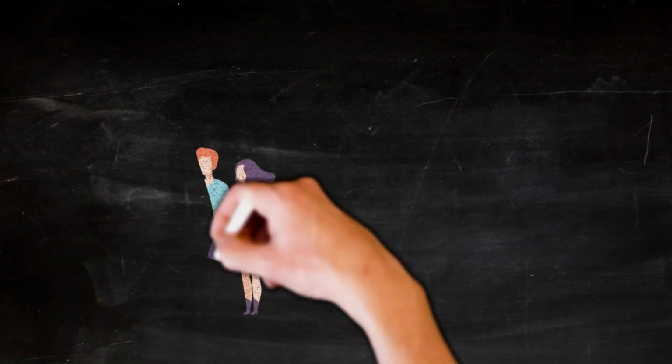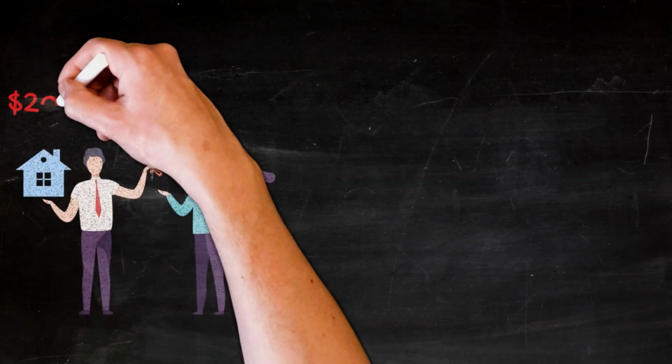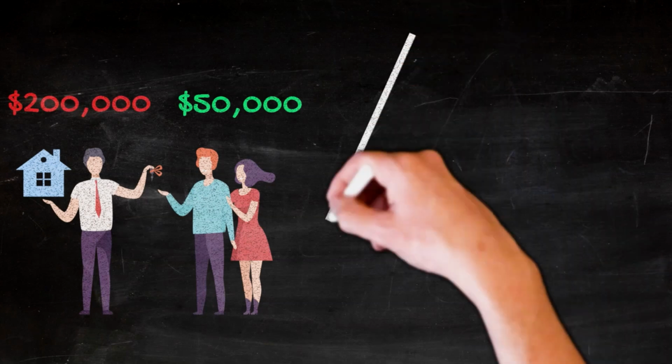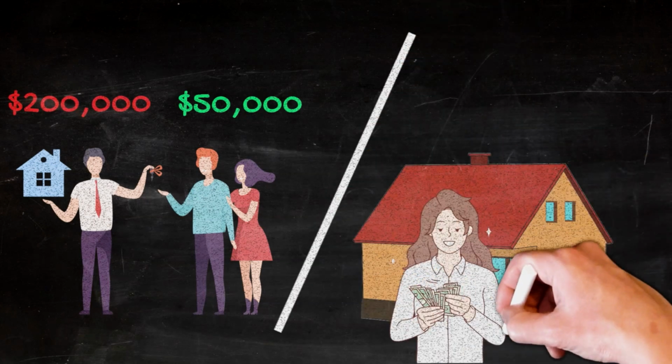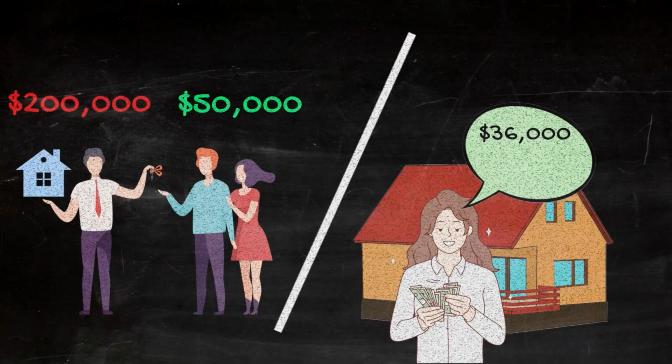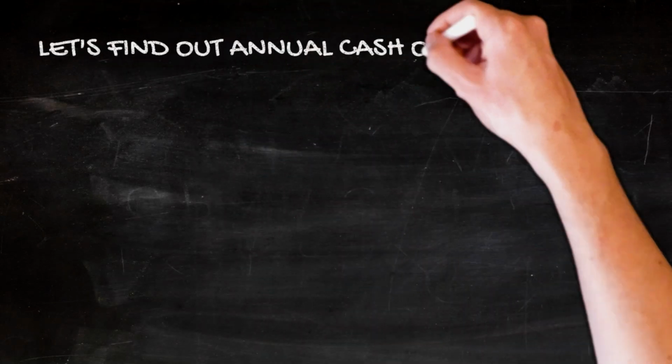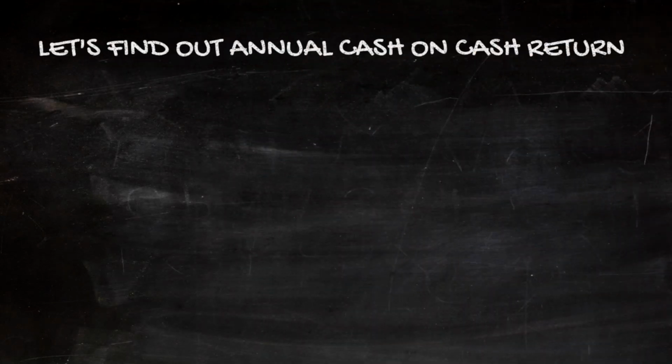For example, let's say you buy a property for $200,000. You spend $50,000 on the down payment and closing costs. And let's say that your property's gross rental income is $36,000 per year and all of your combined expenses are $26,000 per year. With this information in hand, we can easily figure out your property's annual cash-on-cash return.